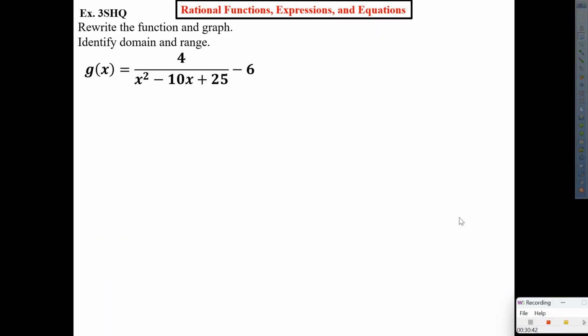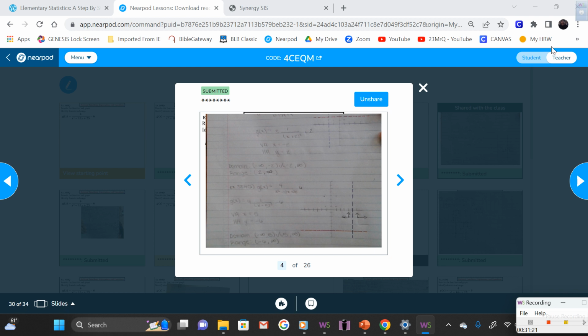All right, see if you can do this one by yourself. Example 3, Shazam Q. Says rewrite the function, graph, identify domain and range. Right now I'm just worried about the graphing portion. So you need to rewrite it, then identify the parent function, graph the parent function. From there, graph the new VA, HA, and then graph the transformed graph, and we'll go from there. Copy and go. We got g of x equals 4 over x squared minus 10x plus 25 minus 6. Go. All right, so there's the sample.